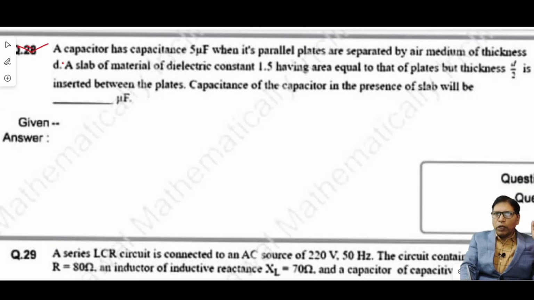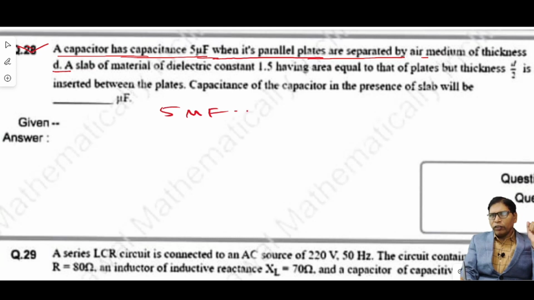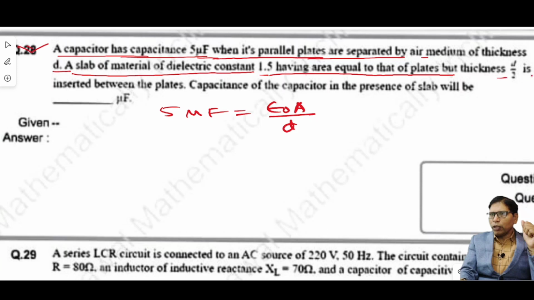Okay, now question number 28. A capacitor has a capacitance of 5 microfarad when its parallel plates are separated by air medium and thickness d. So look at this here, 5 microfarad, this equals epsilon naught A by d. Okay. Now a slab of material of dielectric constant 1.5 having area equal to that of the area of the plate and thickness d by 2 is inserted between the plates. The capacitance of the capacitor is?